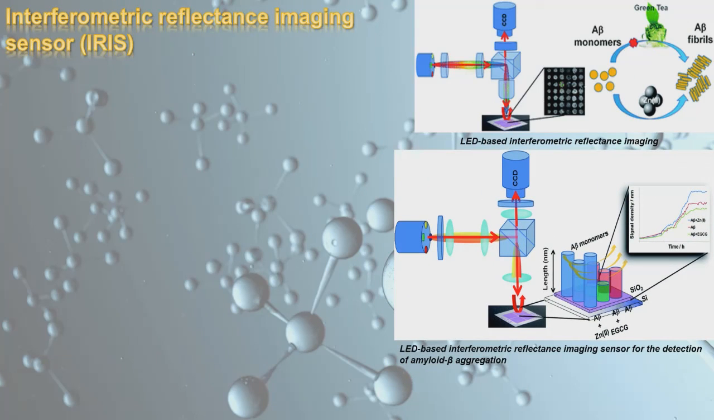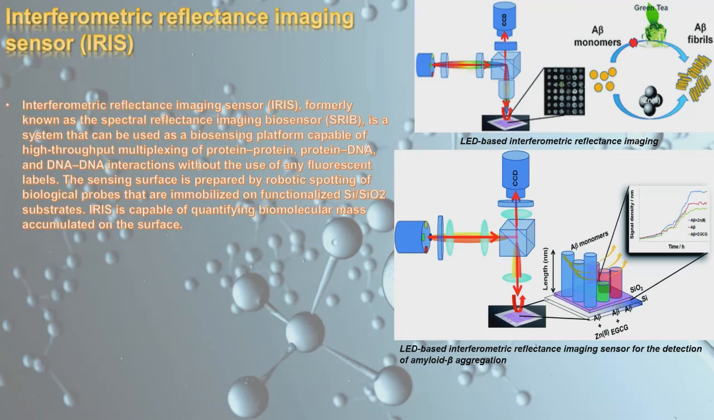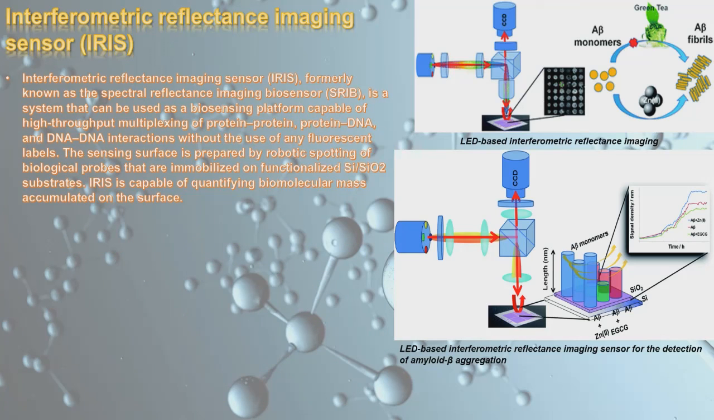Now let us see something called the interferometric reflectance imaging sensor, or IRIS. Interferometric reflectance imaging sensor, or IRIS, formerly known as spectral reflectance imaging biosensor, SRIB, is a system that can be used as a biosensing platform capable of high throughput multiplexing of protein-protein, protein-DNA, and DNA-DNA interaction without the use of any fluorescent labels. The sensing surface is prepared by robotic spotting of biological probes that are immobilized on a functionalized silicon or silicon dioxide substrate. IRIS is capable of quantifying biomolecular mass accumulated on the surface.